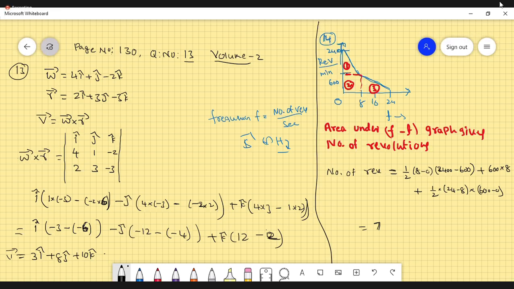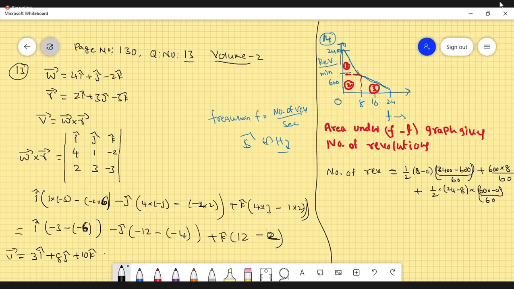One more thing we forgot. Here they are asking per minute. They have given 600 per minute, so therefore you have to divide by 60, because 1 minute equals 60 seconds. Similarly, 600 by 60 into 8, and here also 600 by 60.